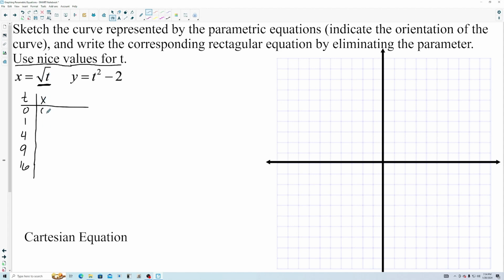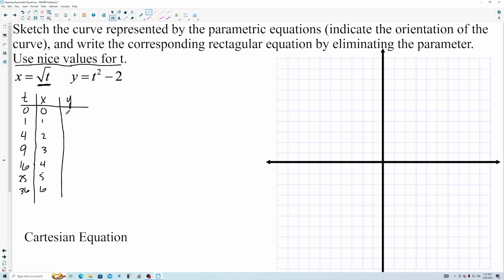That's going to be the 0, 1, 2, 3, and 4. Actually, we could go farther because I was thinking x values, but these are the t values. So we could go 25, and that's 5. We could go 36, and that's 6. But we're going to get some really big numbers when we plug t's in here. So it's really the y that's going to kind of dictate how far we go with this.